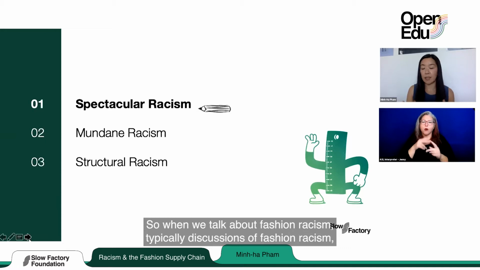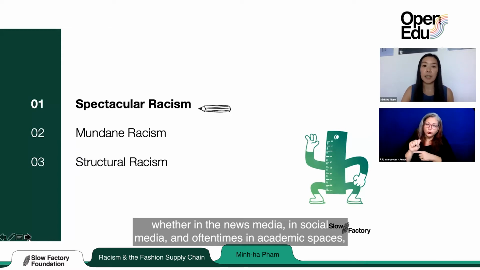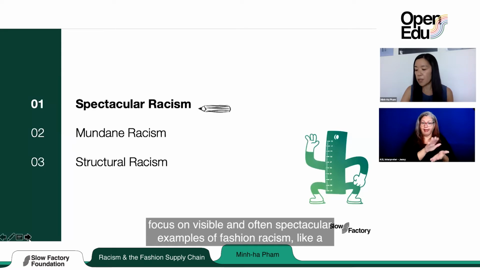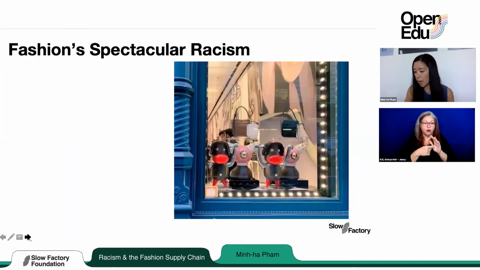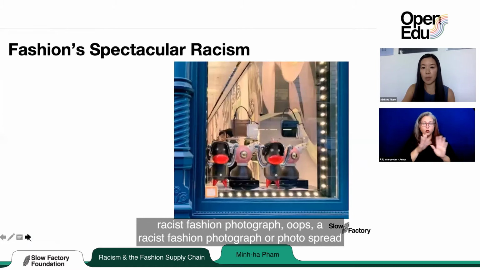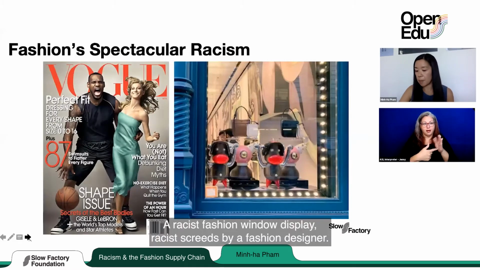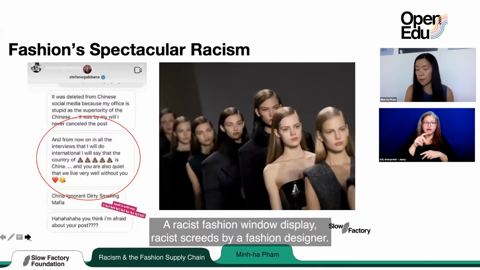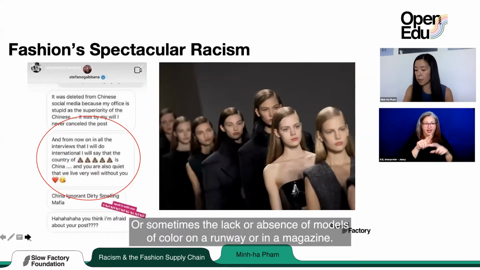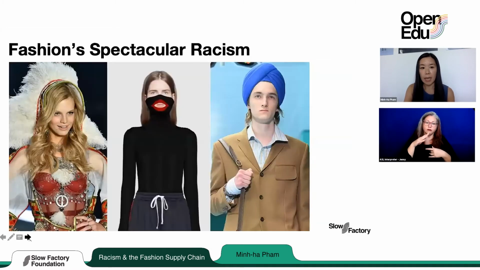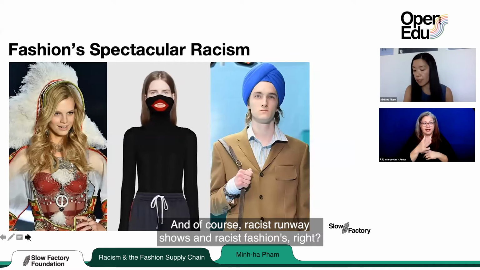So when we talk about fashion racism, typically discussions of fashion racism, whether in the news media, in social media, and oftentimes in academic spaces, focus on visible and often spectacular examples of fashion racism, like a racist fashion photograph or photo spread. Here we go, some examples here. A racist fashion window display, racist screeds by a fashion designer, that's on the left there, or sometimes the lack or absence of models of color on a runway or in a magazine.